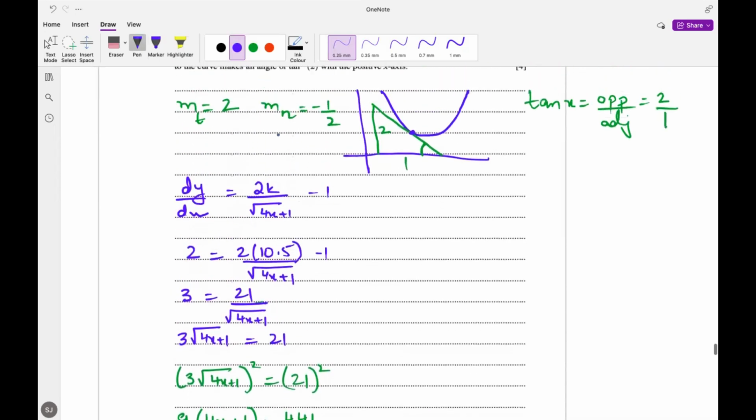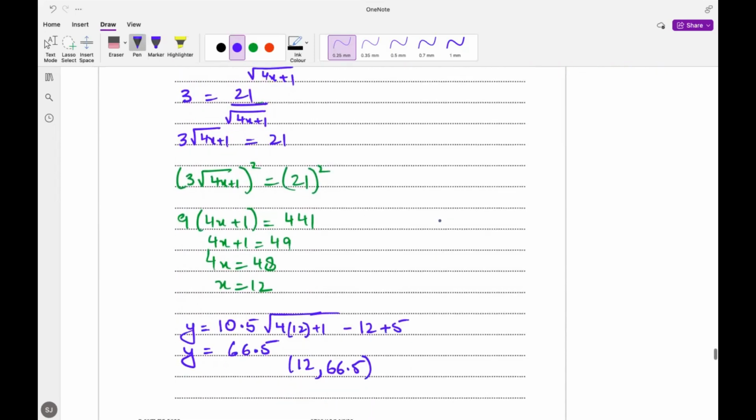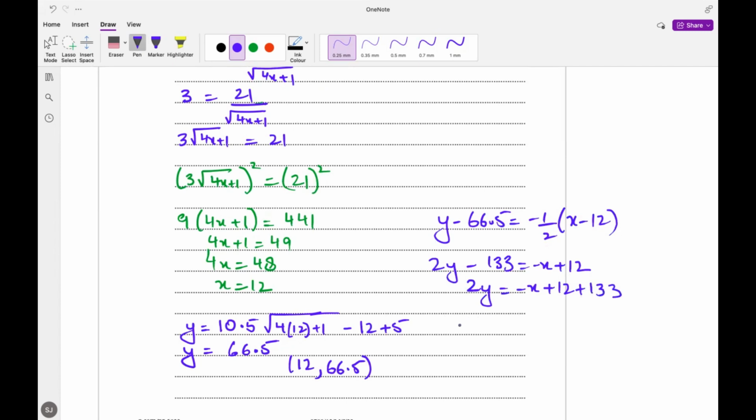We have the gradient which is minus 1/2. To form the equation, we'll write it as y minus y1, which is 66.5, equals minus 1/2, which is the gradient, into x minus x1, which is 12. Now we can leave the equation as it is, or if you want to simplify, we can write it as 2y minus 66.5 times 2, which is 133, equals minus x plus 12. So we can write the final equation as 2y equals minus x plus 12 plus 133, so 2y equals minus x plus 145, which will be the equation of the normal.